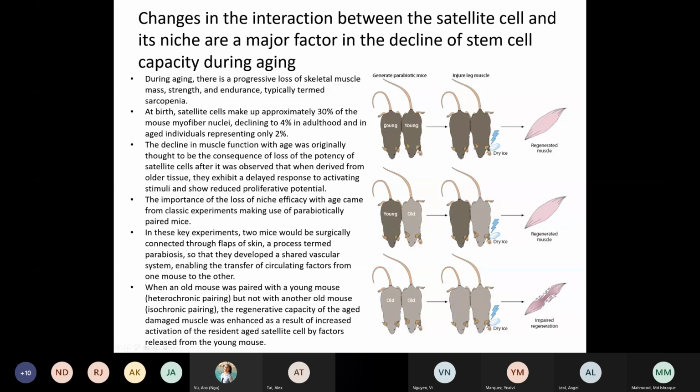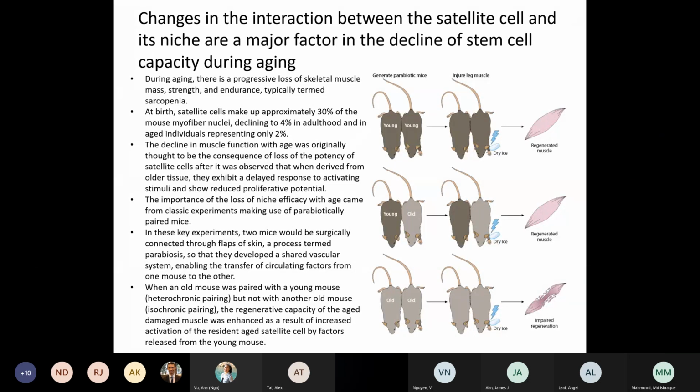What's shown here is if you pair two young animals, you create an injury using dry ice on the muscle, you're going to have regeneration, perfect regeneration. If you pair young and old animals, you do an injury on the old animal side, still you can have good regeneration. But if you pair two old animals, now you do an injury, there's no regeneration. But if you link that old animal with the young animal, somehow the regeneration can get restored.